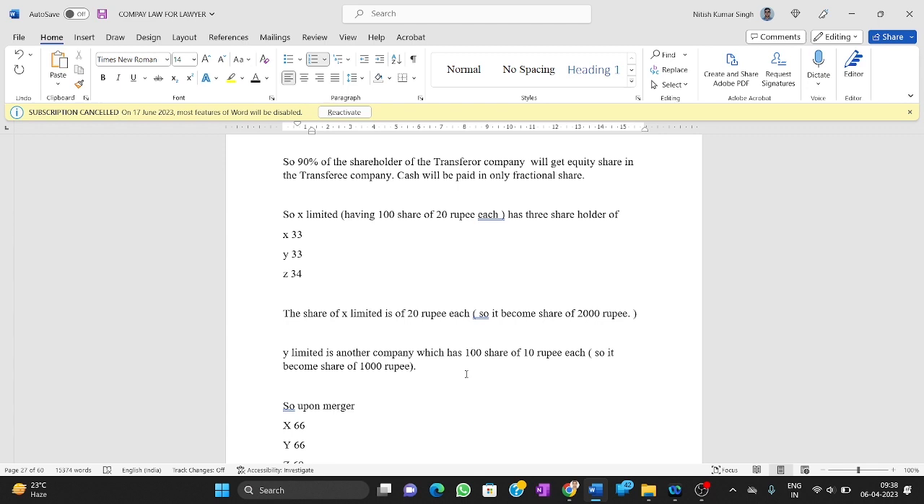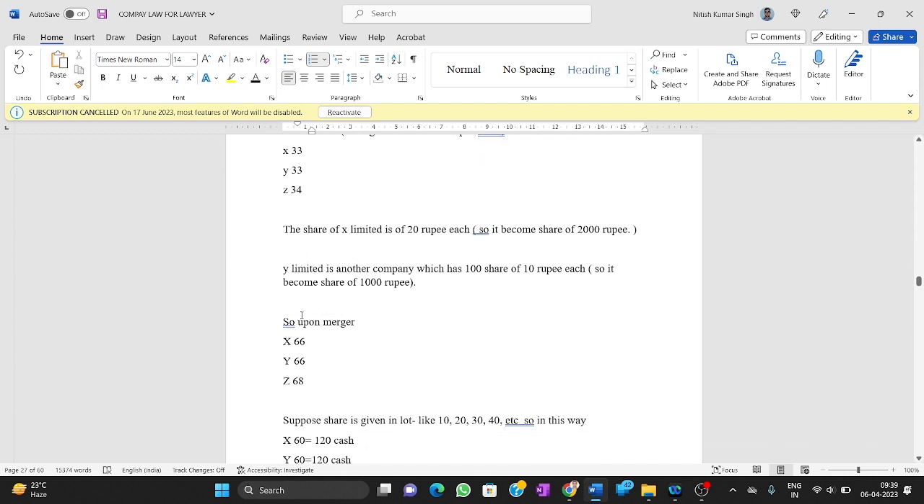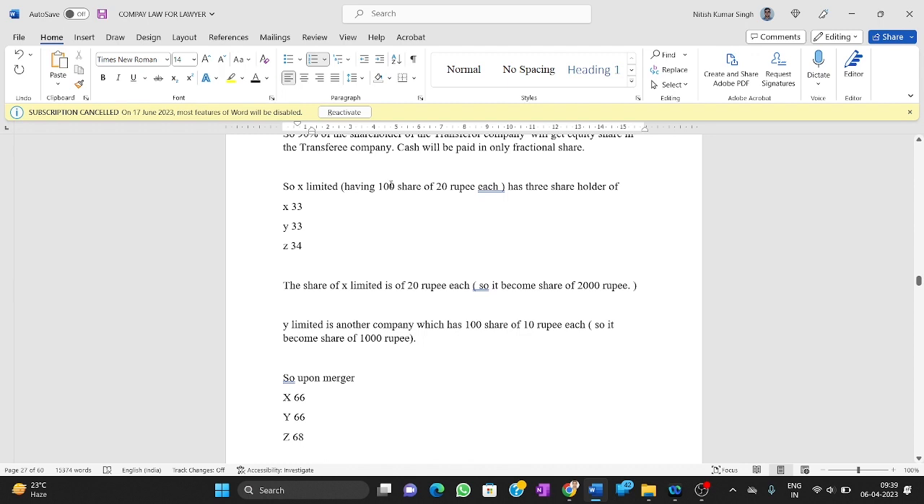So let's see this example. X is a company having 100 shares of 20 rupees each, and it has three shareholders, that is X, Y and Z. X has 33 shares, Y has 33 shares and Z has 34 shares. The shares of X Limited are 20 rupees each, so it becomes 2000 rupees. Now Y Limited is another company which has 100 shares only of 10 rupees each, so its shares become 1000 rupees only.